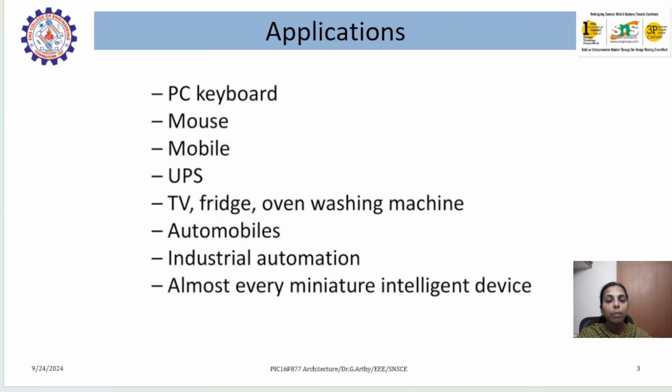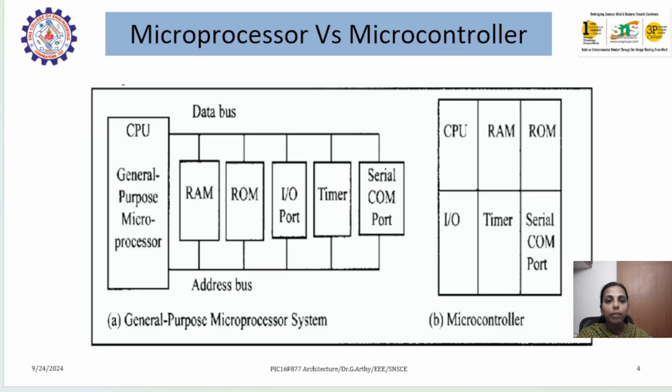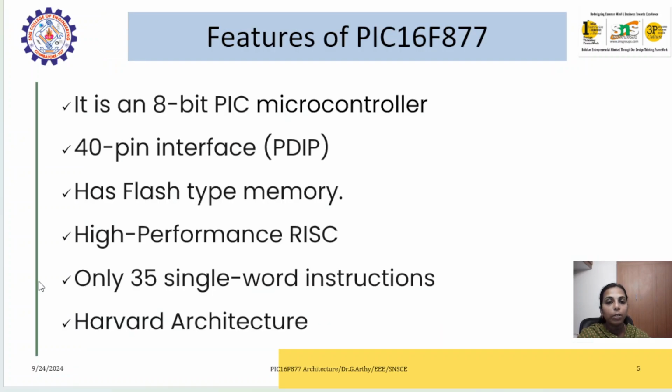These are the different applications where microcontrollers are being used. We use microcontrollers in our day-to-day life. And this is a common difference between a microprocessor and a microcontroller. In a microprocessor, we have a CPU, that is, the central processing unit. All the memories, IOs, timers, and everything are outside of the CPU. In a microcontroller, all these components are inbuilt inside the processor. That is the difference between a microprocessor and a microcontroller.